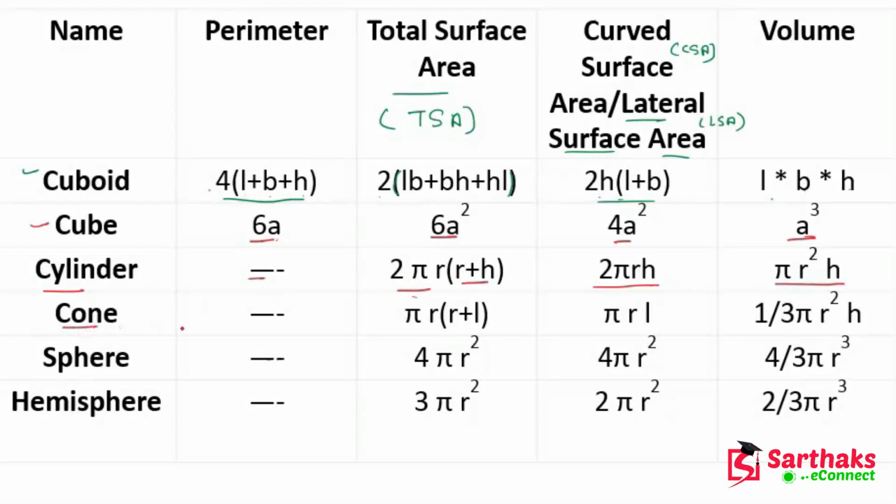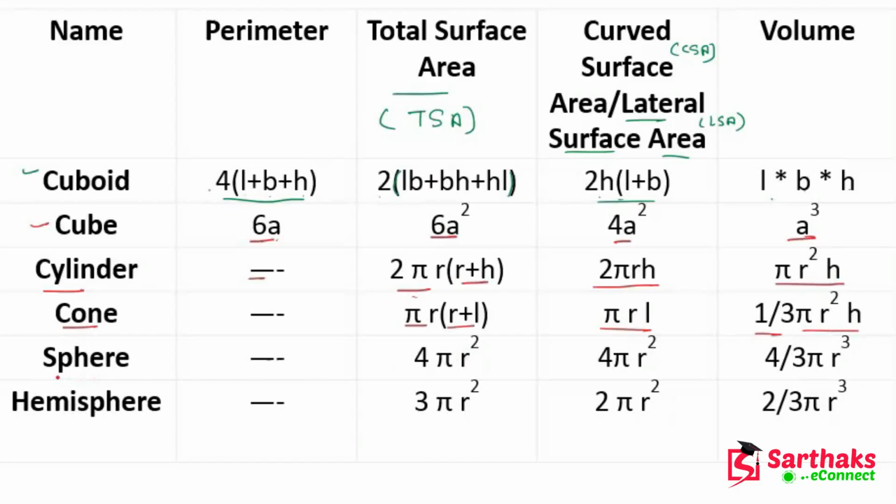Now in the cone, the TSA is pi r (r plus L). Similarly, r is the radius of the base circle and L is the slant height. The CSA is pi rL and the volume is 1 upon 3 pi r square h.